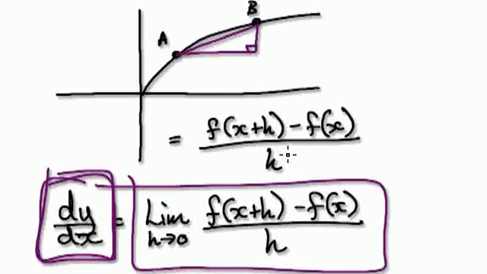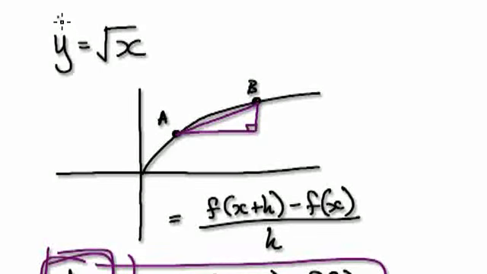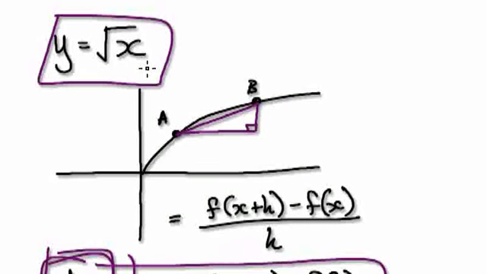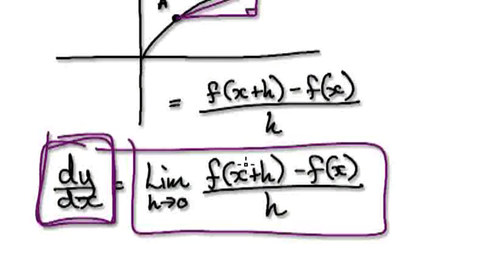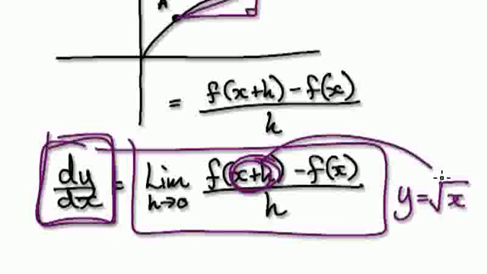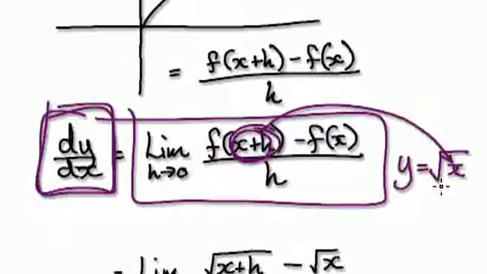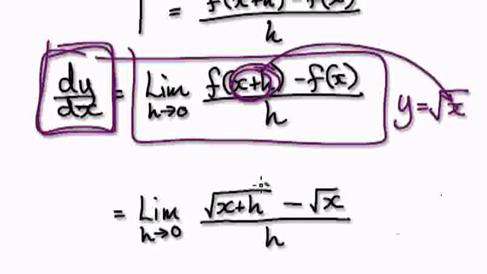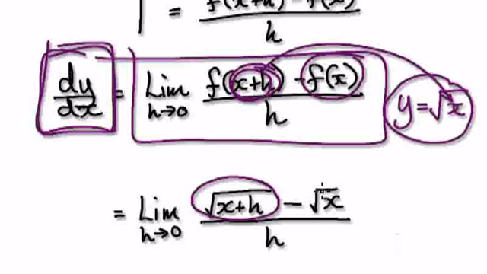Now remember that your original equation is y equals root x. So when you come to do your x plus h here, our original equation was y equals root of x. But when you put x plus h into this x here, it will then give you this here. And this f of x here is your original equation, so that's just simply root x.